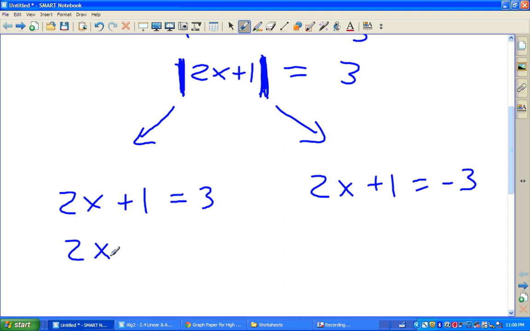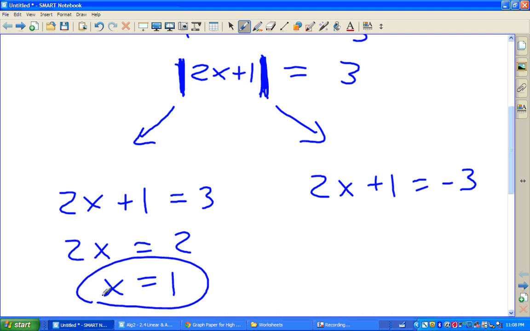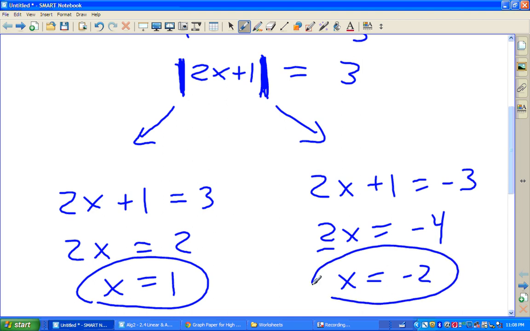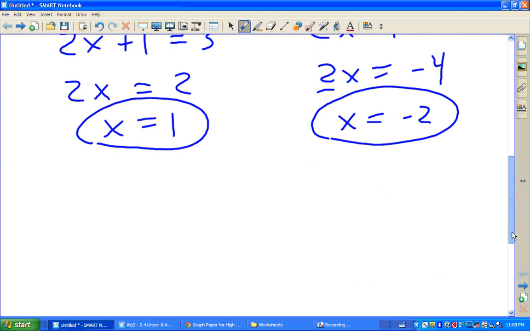Okay, so now for 2x plus 1 equals 3, if I subtract 1 from each side, 3 minus 1 gives me 2x equals 2, or the solution x equals 1. 2 divided by 2 gives me 1. So there's one solution. For 2x plus 1 equals minus 3, when I subtract the 1, minus 3 minus 1 gives me a minus 4. Divide by the 2, so I get x equals minus 4 divided by 2, or minus 2. I have two solutions now to the same equation.